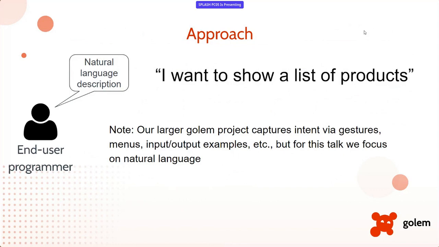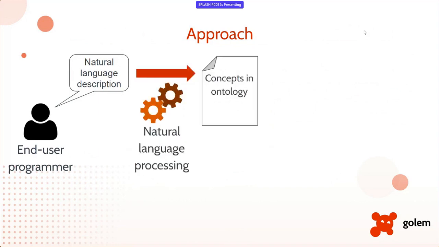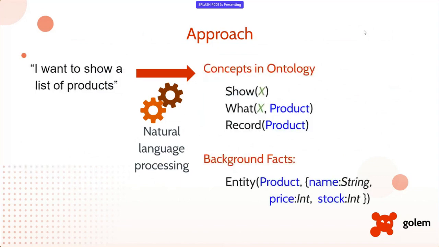But for now, let's focus on this idea of natural language. I want to show a list of products. How do we turn that into a set of concepts in the ontology? So this is actually not the focus of this paper, but we're leveraging some research by collaborators in the project that can turn this into a set of facts.